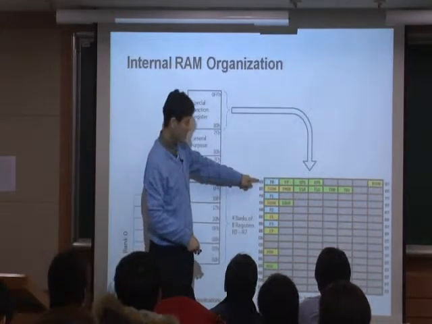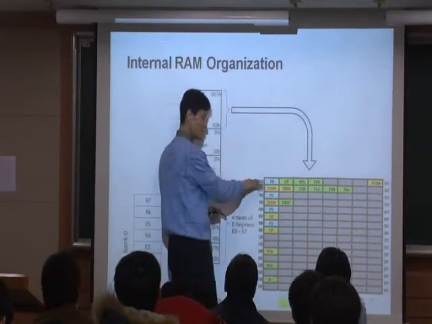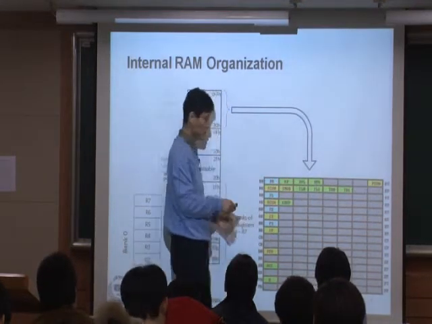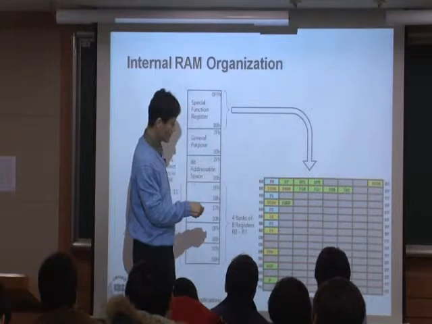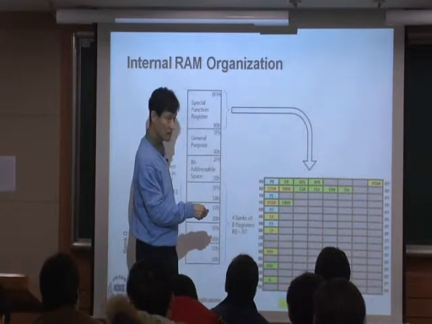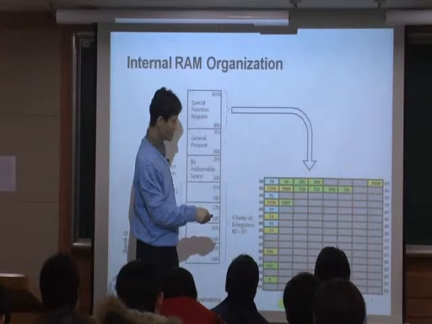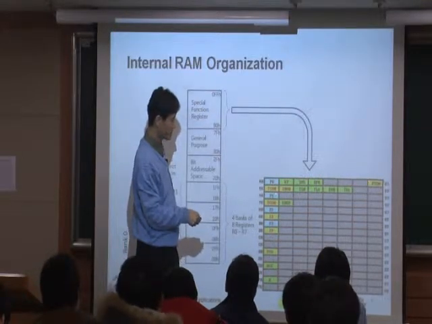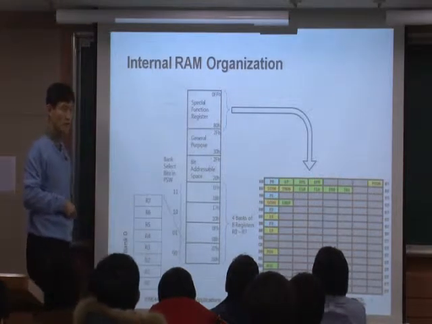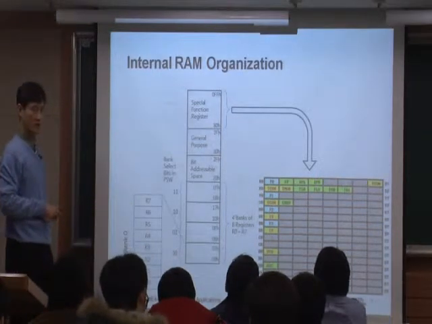Now this is the address. As I said, each address is for a byte. But in this case, see here, this is a byte, another byte, another byte, and you see these names. What are those names? Those are the names of the registers.